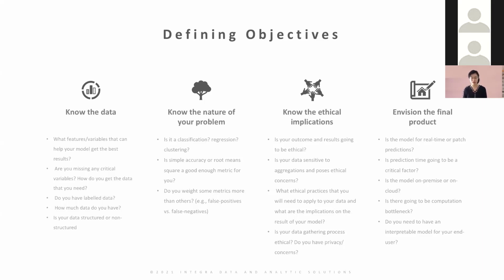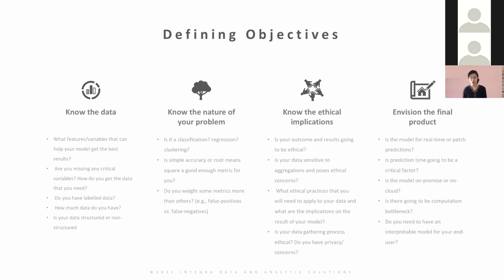The third part, which is very often forgotten when you get started on a data science project, is the ethical part of it. With data, there are a lot of ethical concerns now coming into data science. You need to know if your data is sensitive to aggregations. Is it going to pose any ethical concerns when you present your results? Was the way you gathered your data ethical? Do you need to do any sort of ethical practices or transformation on your data before you can go forward? Because that might actually affect the performance of your model. You might have to give up a little bit of performance on your model in order to make your whole product an ethical product.